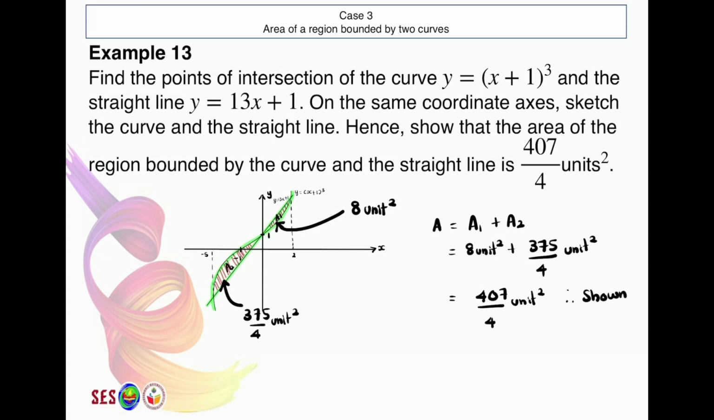So that is how you find the area of the region bounded by the two curves.